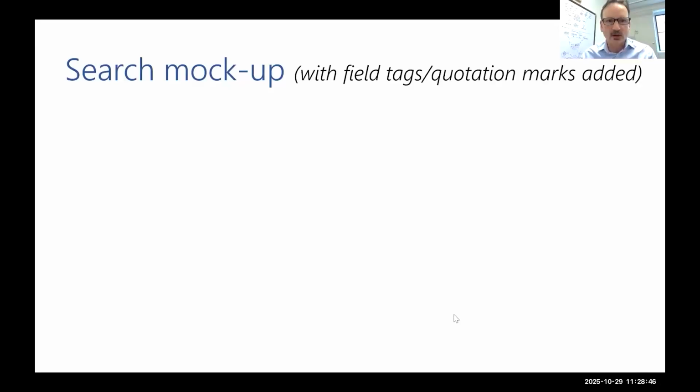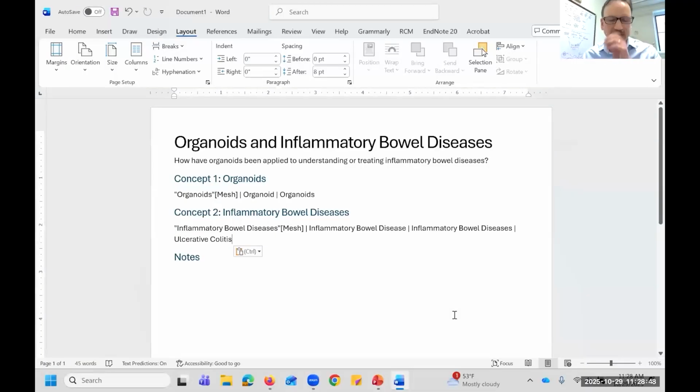So let's do our hands-on activity here. Going back to our Word document, it's really quite straightforward. We just put quotes around these terms, and then after the quote, we don't even need a space. We put the bracket TIAB, close bracket, to indicate where we want this to search. In this case, the title, abstract, author-supplied keyword.